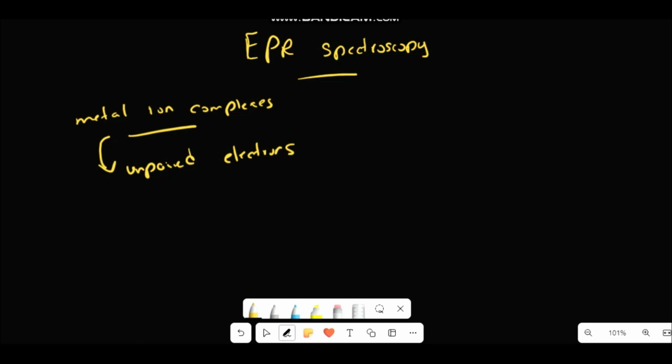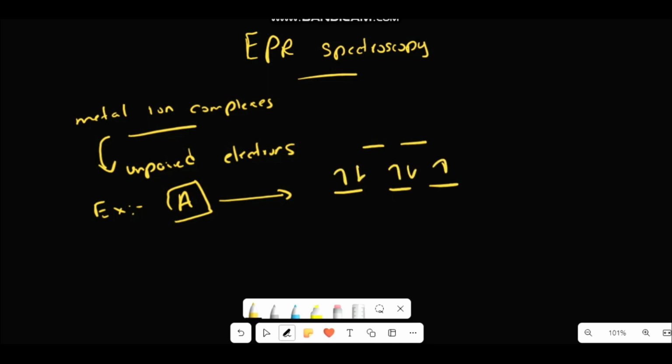What are unpaired electrons? Let's take an example. If A is a metal, we can write the electron configuration like this. So here we have put electrons. These are paired electrons, right? These are paired electrons, and this is an unpaired electron.